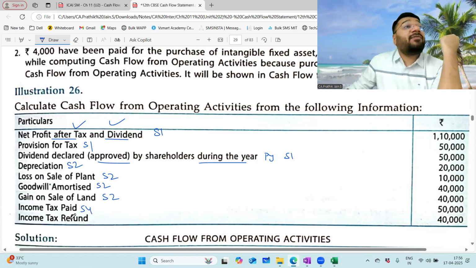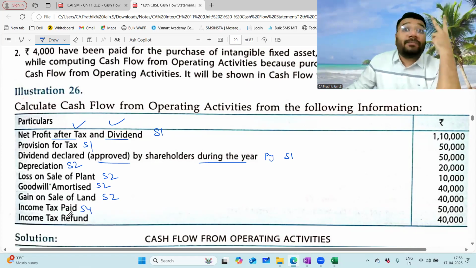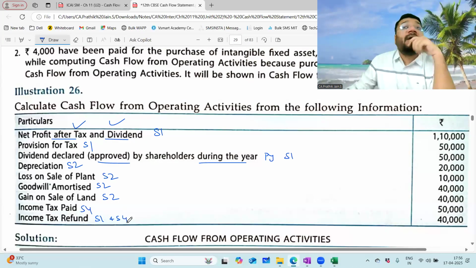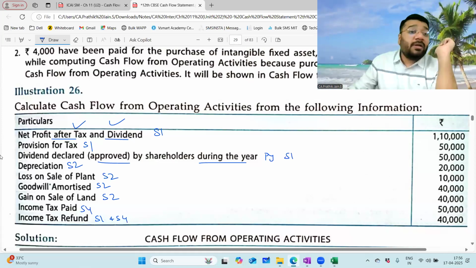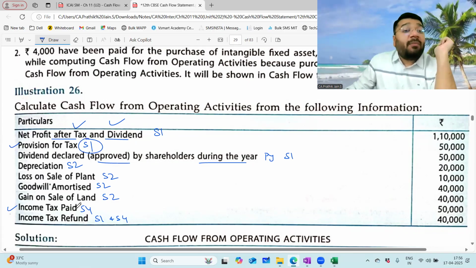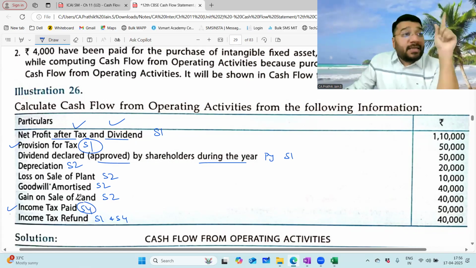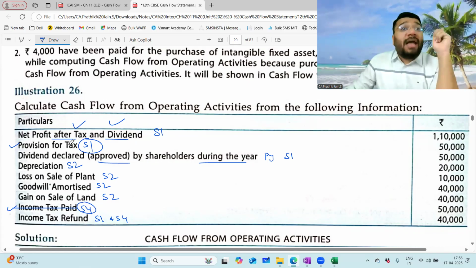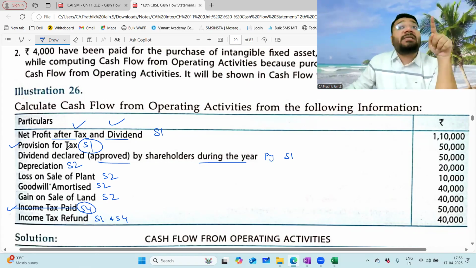segment 4. Income tax refund will come in 2 places, segment 1 and segment 4. Listen to me very carefully. Since here we have provision for tax and income tax paid separately, provision for tax will go to segment 1 and income tax paid goes to segment 4. In some questions, they will not give income tax paid, only provision for tax. In that case, provision for tax will go to two places: one is segment 1 and one is segment 4.